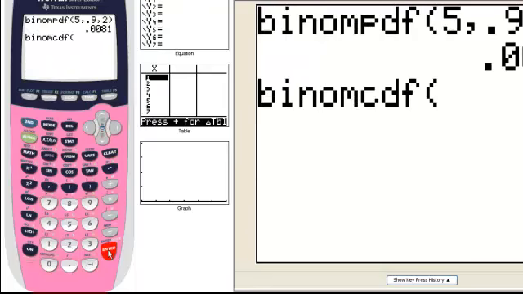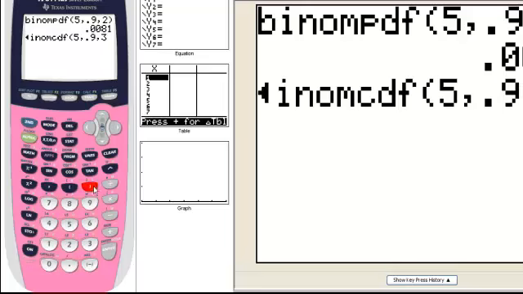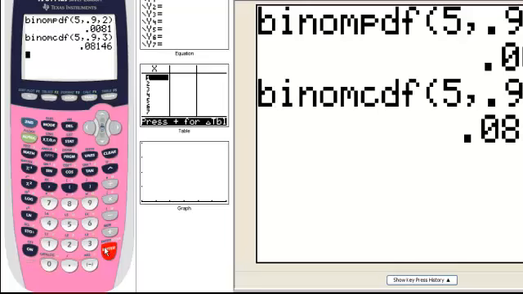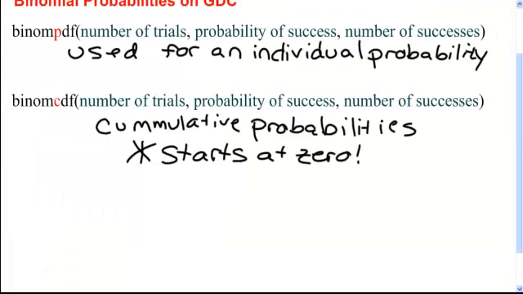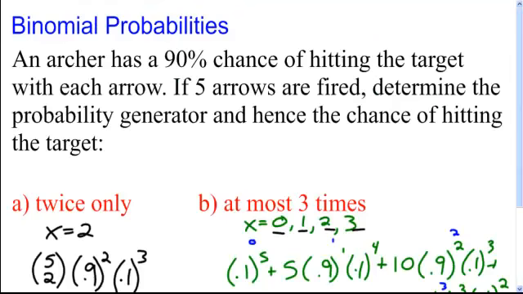Enter. And again, the number of trials, we're shooting 5 times, comma. Probability of success is still 0.9, comma. And the number of successes, the last success I want is up through and including 3. Close your parenthesis, hit enter, 0.08146, which is the exact same probability that I got when I did it by hand.